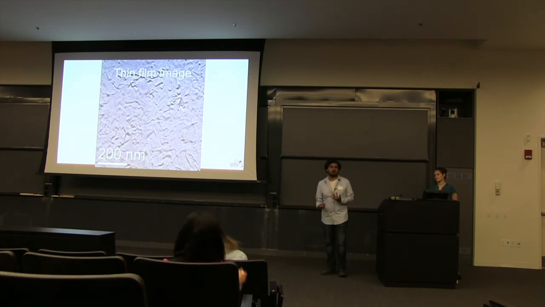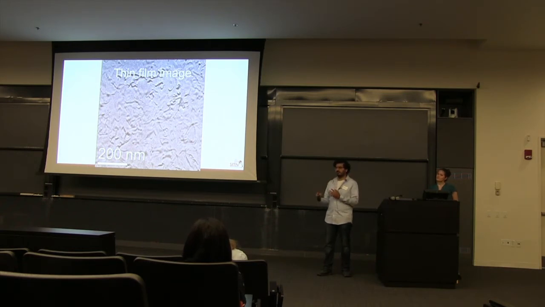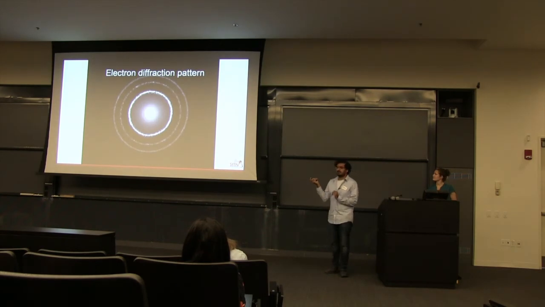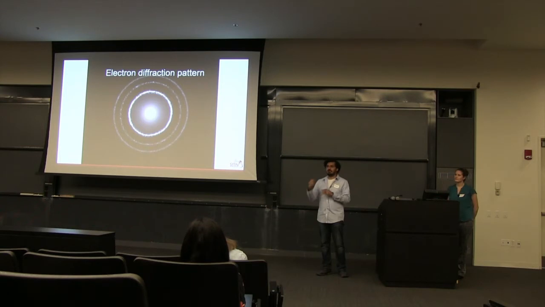So we wanted to get more information, and so we took an electron diffraction pattern from it. We passed electrons through this film, and we wanted to see what came out the other side. This is what it looks like. So far you've seen these regular arrays of points as diffraction patterns.